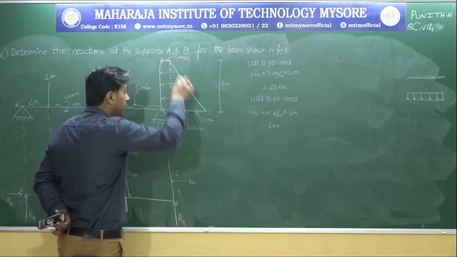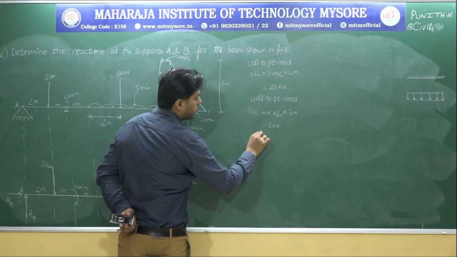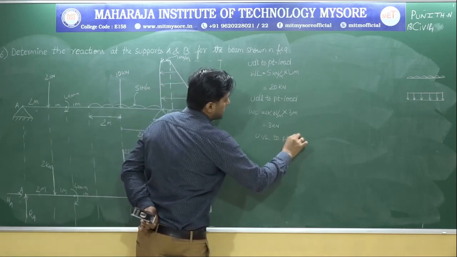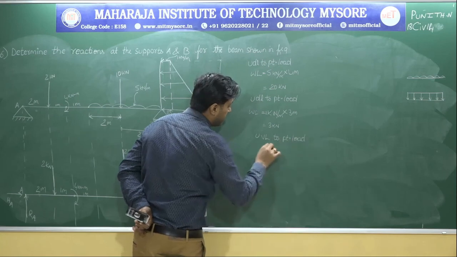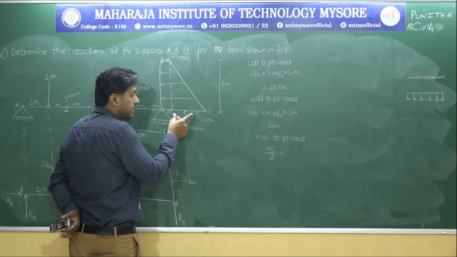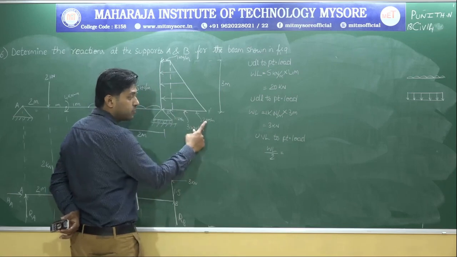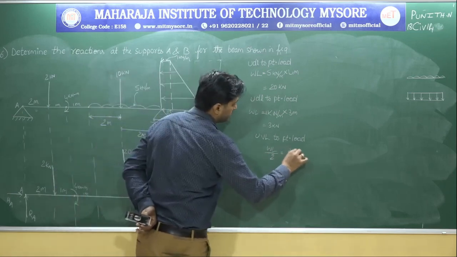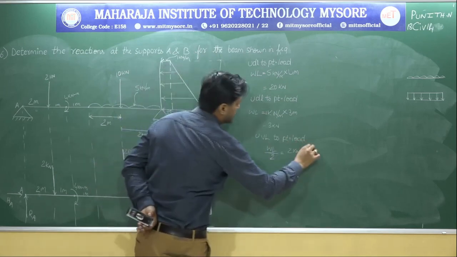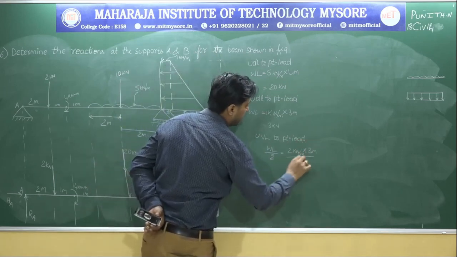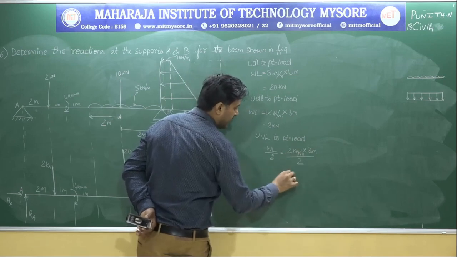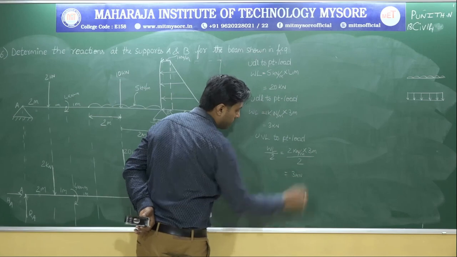Now I will be converting the UVL. UVL also I want to convert to point load. I have already explained what the formula to convert UVL to point load is: WL by 2. So what is the W value now for UVL? It's 2 kilonewton per meter. Into what is the span for which it has been distributed? 3 meter, divided by 2. WL by 2. 2 gets cancelled, meter gets cancelled. Again it is 3 kilonewton.